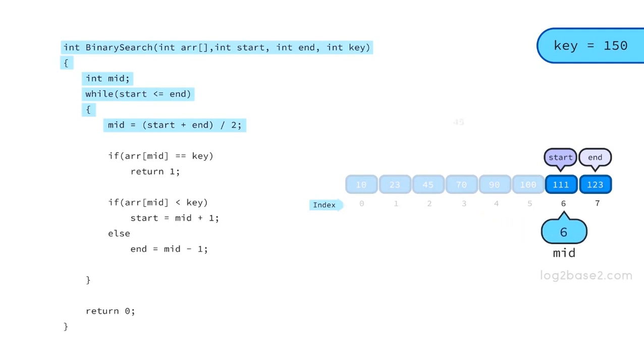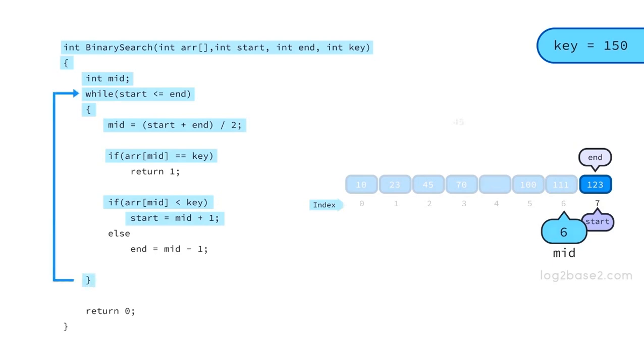So check if it is the key. So we have if ARR of mid equal to key, and it is not. So check whether to go to left side or right side, and we have if ARR of mid less than key and 111 is less than 150. So it could be present in the right half only. So set start equal to mid plus 1, that is 6 plus 1 which is equal to 7. And check the while condition, and 7 is equal to 7.